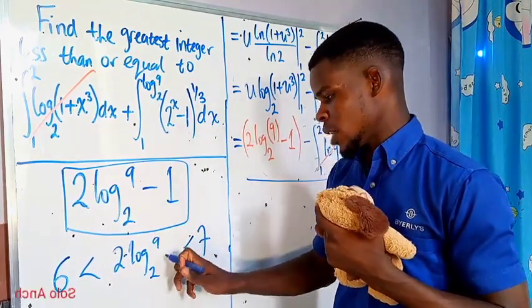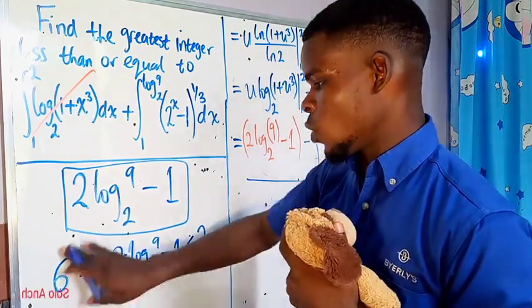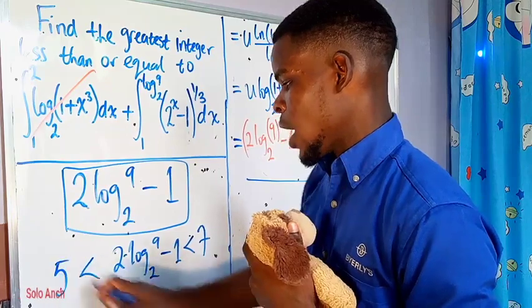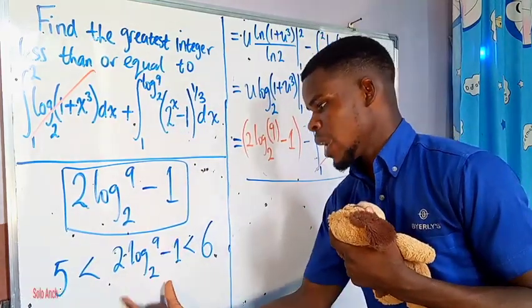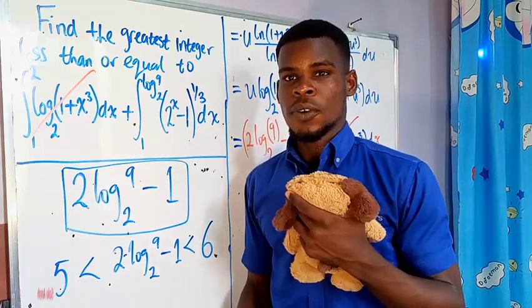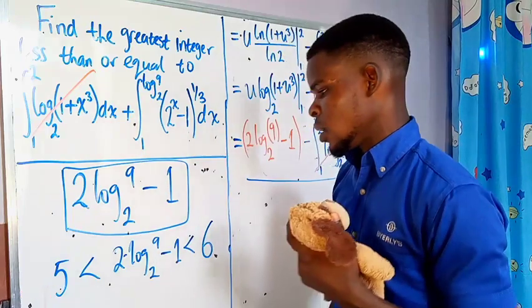But here we need to subtract 1, alright? I'm just trying to find the bound of this number. So subtracting 1 from 6, we are going to have 5. And subtracting 1 from 7, we are going to have 6. So this number here lies in between 5 and 6. So it must be 5 point something, right?